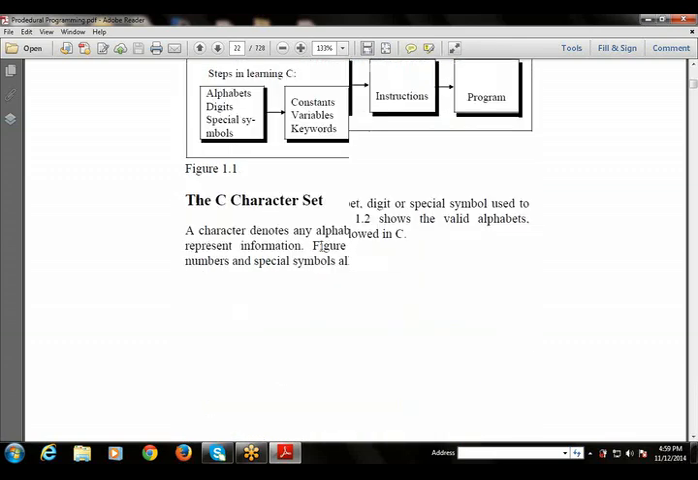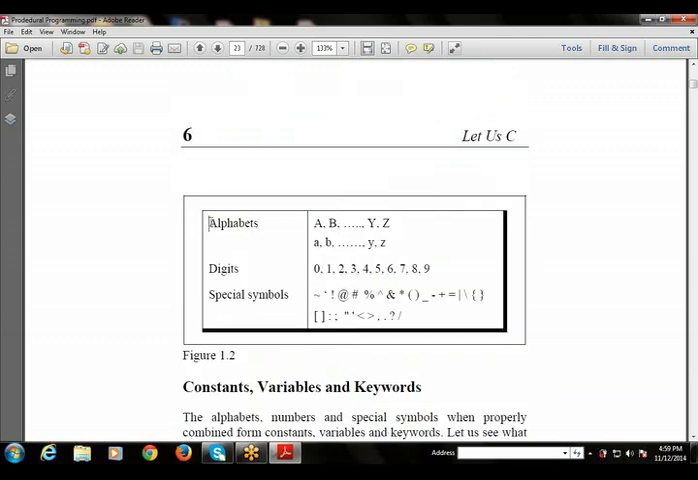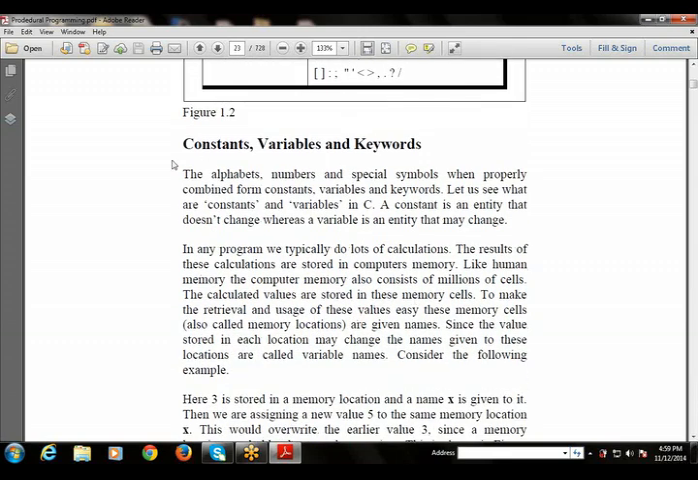Then we studied the C character set, that is, what C is and why we are using C. First of all there are alphabets, A to Z, small a to z, and digits starting from 0 ending with 9. These are the special symbols that are used, like exclamation mark, @, hash. Then we talked about the constant, variable and keyword: what a constant is, what a variable is and what a keyword is.